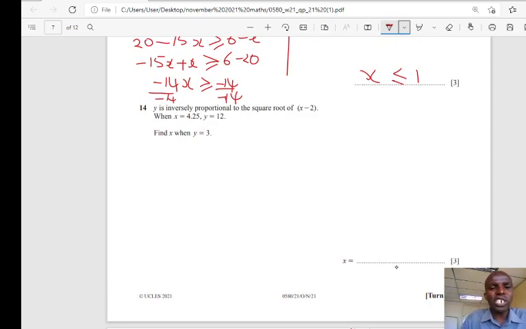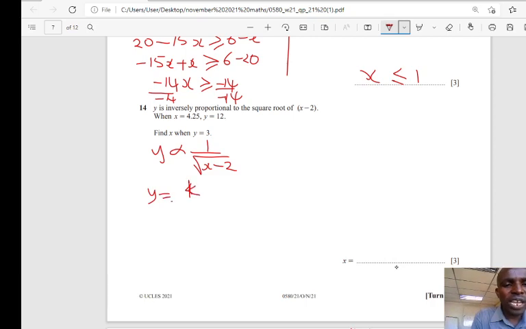y is inversely proportional to the square root of x minus 2. When x is equal to 4.25, y is equal to 12. Find x when y is equal to 3. Right, variation. In all variation, first is to introduce a sign of proportionality. y inverse is 1 over the square root of x minus 2. That's the first thing. Second thing, introduce an equal sign and a constant here. I can put k over square root of x minus 2.